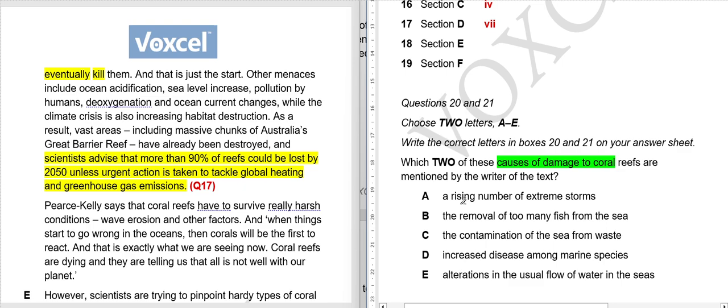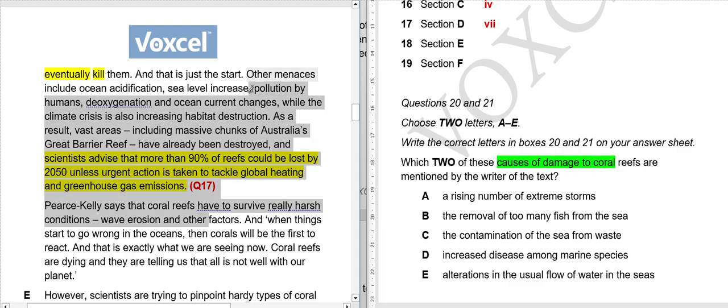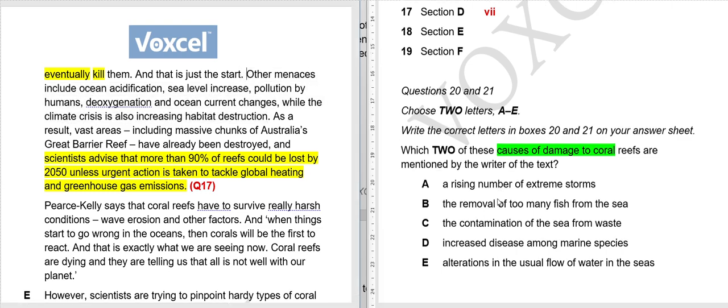Here it is saying that causes of damage to coral reefs are. So we have read a few causes that are damaging coral reefs. From here to here we have read about damages. So what we do is we will not read the mark, we will read the option.